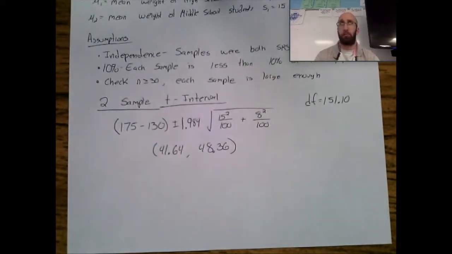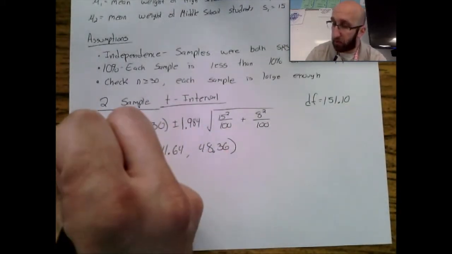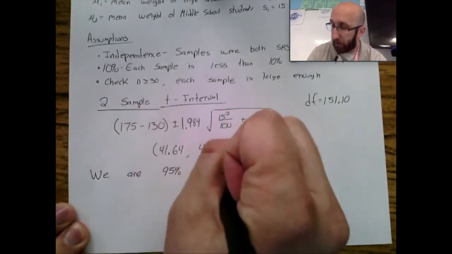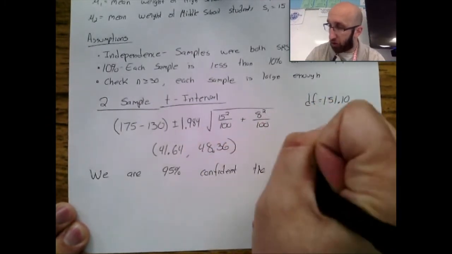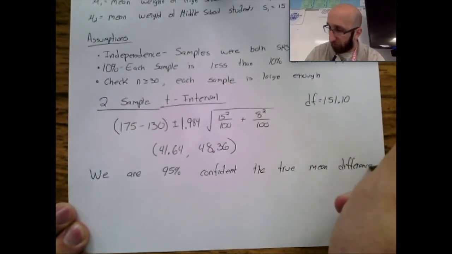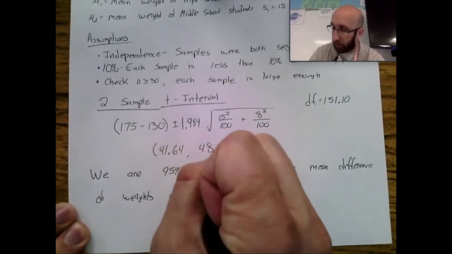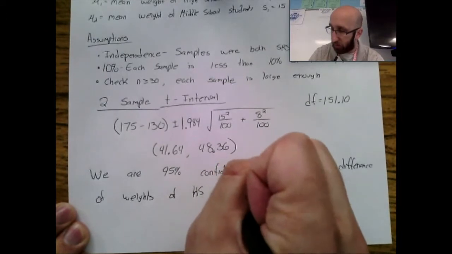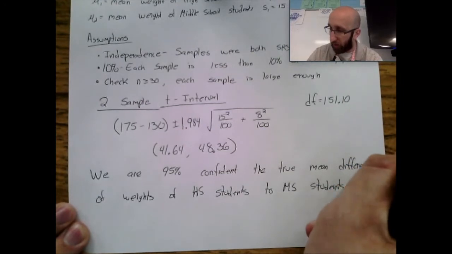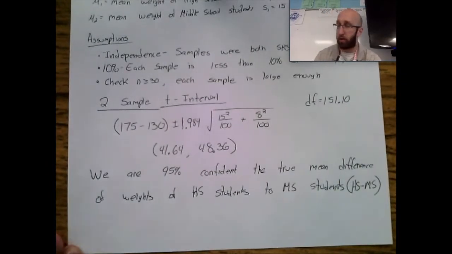So I left it off here. I'm going to wrap it up, though, as we can now do our context. So pulling this all together and explaining what this means. What we say is we are 95% confident the true mean difference of weights of high school students to middle school students. I'm going to add a little bit here. I did high school minus middle school. Make sure that's really clear.